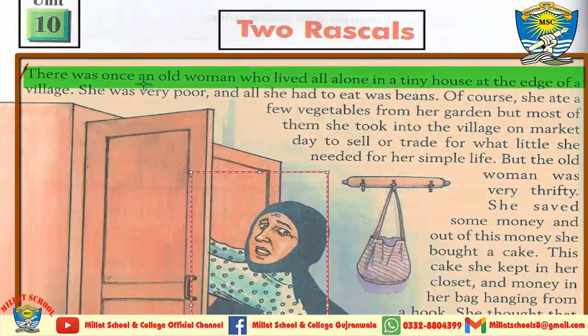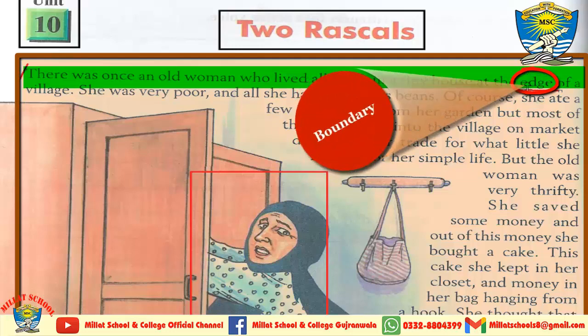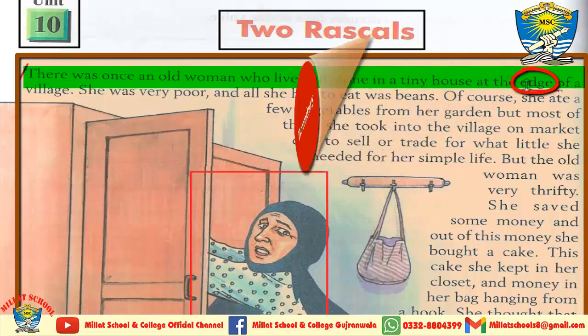There was once an old woman who lived all alone in a tiny house at the edge of a village. Students, underline the word edge. Then I will tell you the synonym. The word is edge. Say it with me, edge. And the synonym of edge is boundary. Students, now you know the synonym of the given word.